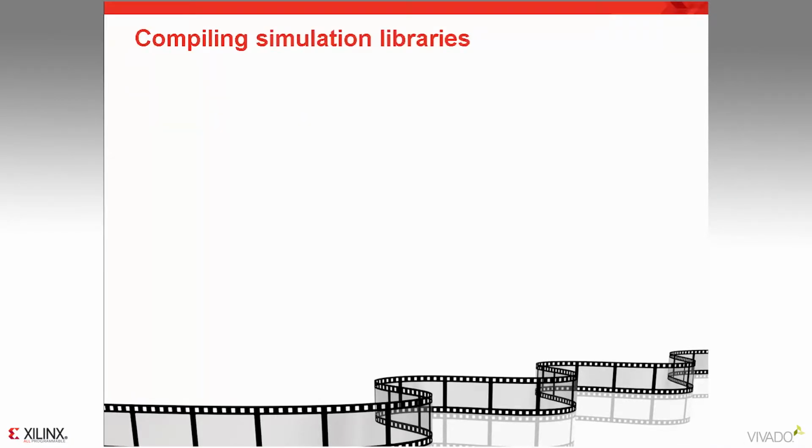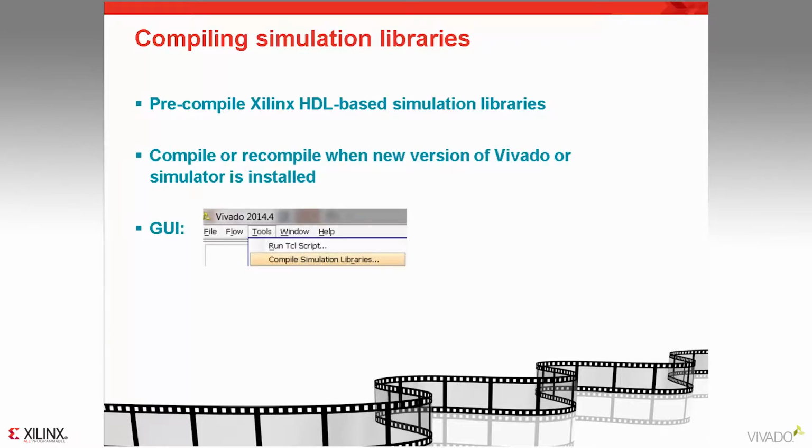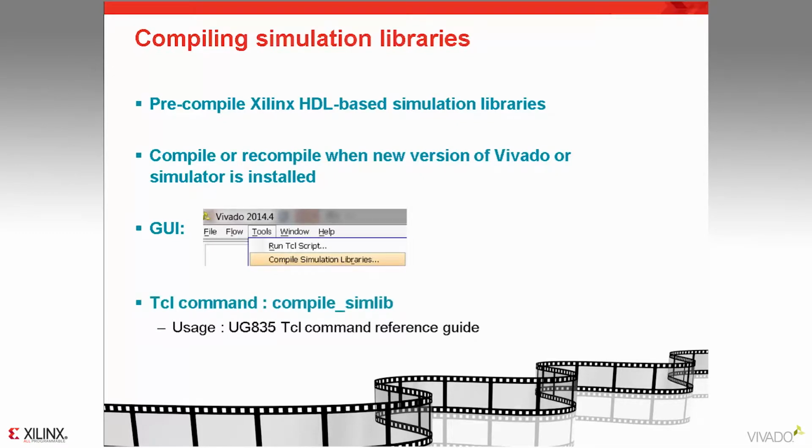Before beginning simulation, you must compile Xilinx-delivered HDL-based simulation libraries for the target simulator. You must recompile the libraries if you move to a new version of Vivado or a new version of the simulators. You can simply click on the Tools menu in Vivado GUI and select Compile Simulation Libraries. The Tcl command used to compile simulation libraries is called compile_simlib. If you want to know more about the command and its usage, please refer to UG835 Tcl Command Reference Guide.